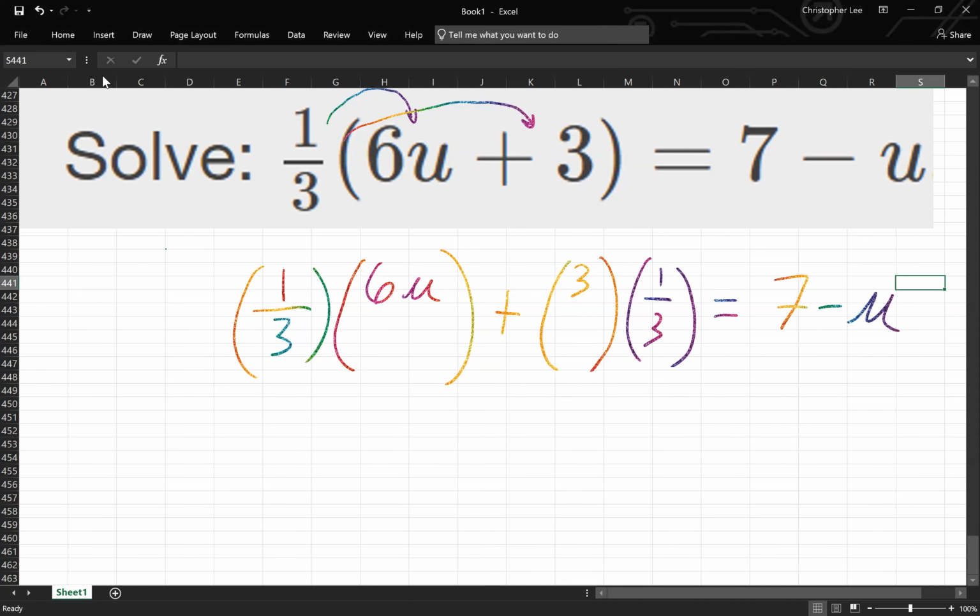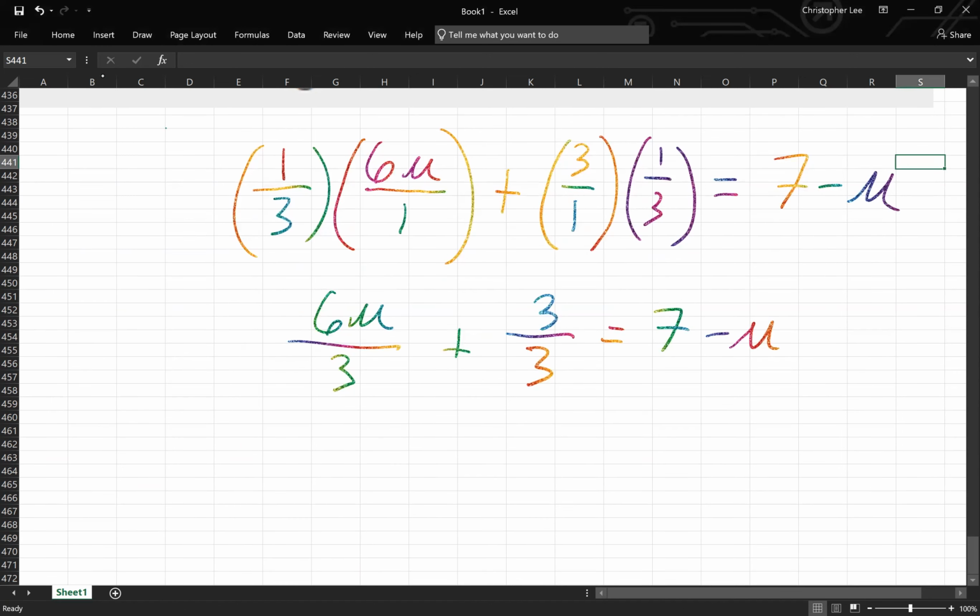Okay. Now remember, if you have a whole number here, you can write the whole numbers over 1, like so. Multiply straight across. 1 times 6u is 6u over 3 times 1 is 3. Plus 3 times 1 is 3 over 1 times 3 is 3, which is equal to 7 minus u. Let's simplify this just for easy math to make our lives a little bit easier. 6 divided by 3, I believe, is 2u, plus 3 divided by 3 is 1, is equal to 7 minus u.